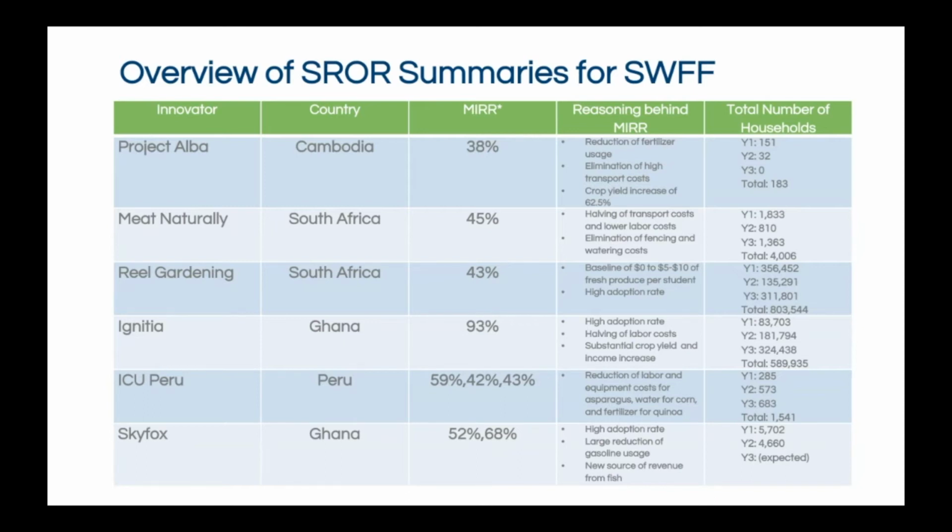And the reasonings usually have to do with the reduction of certain input costs, high crop yield increases, high uptake by farmers or adoption rate, and significant income increases. So that's what substantiated or justified these high return on investments. Next slide.